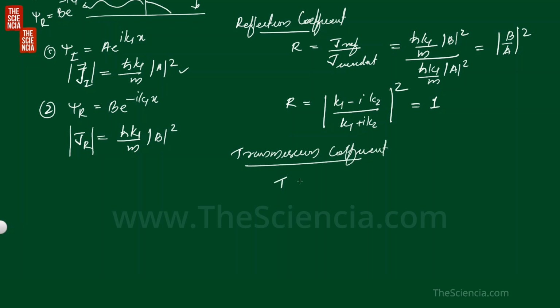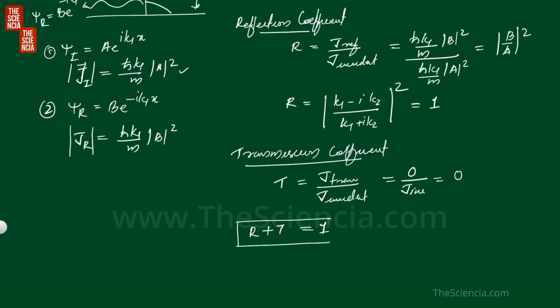Now we can find out the transmission coefficient. That is T is equal to J transmitted by J incident. What is J transmitted? We got its value equal to 0. So 0 by J incident, that is equal to 0. Earlier I told you one condition, that is reflection coefficient plus transmission coefficient is equal to 1. So if we got the reflection coefficient, then by using this equation we can find out the transmission coefficient.